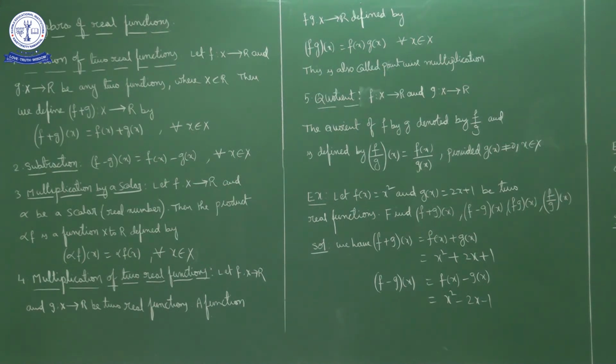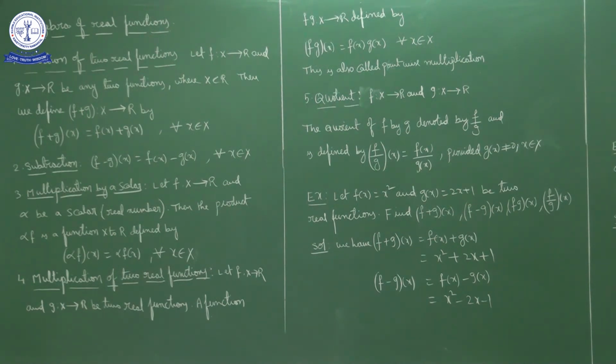These are algebraic operations: addition of two real functions, subtraction of two real functions, multiplication of a function by a scalar, multiplication of two real functions, and quotient of two real functions. Okay, f plus g of x equals f of x plus g of x, f minus g of x equals f of x minus g of x, alpha f of x is equal to alpha into f of x, fg of x equals f of x into g of x, and the quotient f by g of x is equal to f of x upon g of x. Okay, these are algebraic operations.